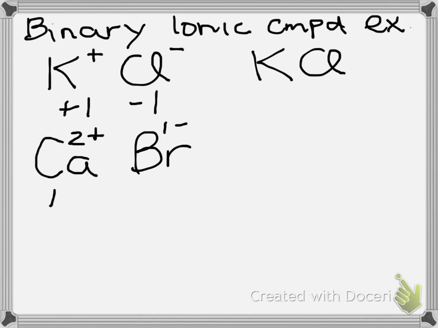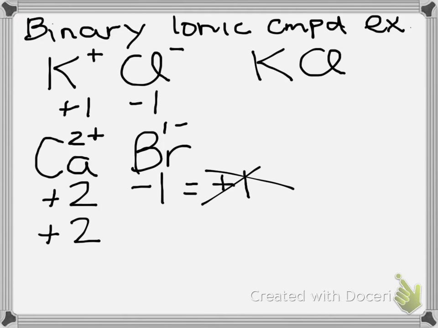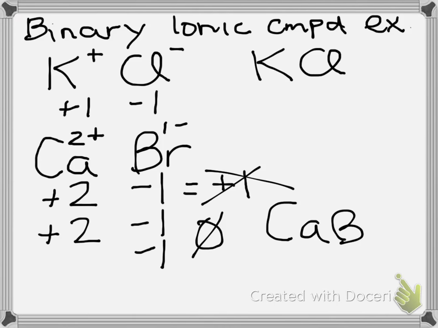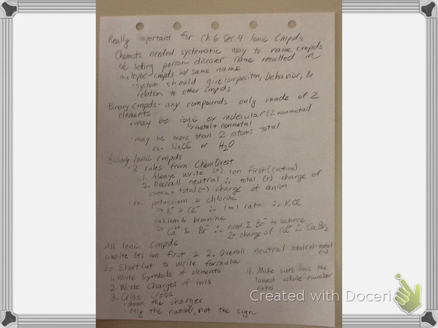However, if I just combine these as 1 calcium and 1 bromine, my overall charge would be +1. So that doesn't work. Instead, I'm going to have 1 calcium and 2 bromine. By doing that, I end up with a 0 charge. When I write that formula, I write it as CaBr2. So that is those examples there.